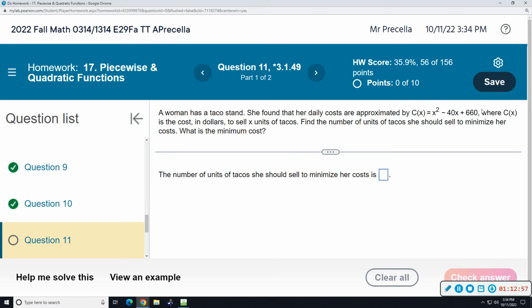Write down that function. That's what I'm thinking about: does that function open up or down? Does it have a minimum or does it have a maximum? Because the problem makes it sound like it should have a minimum.